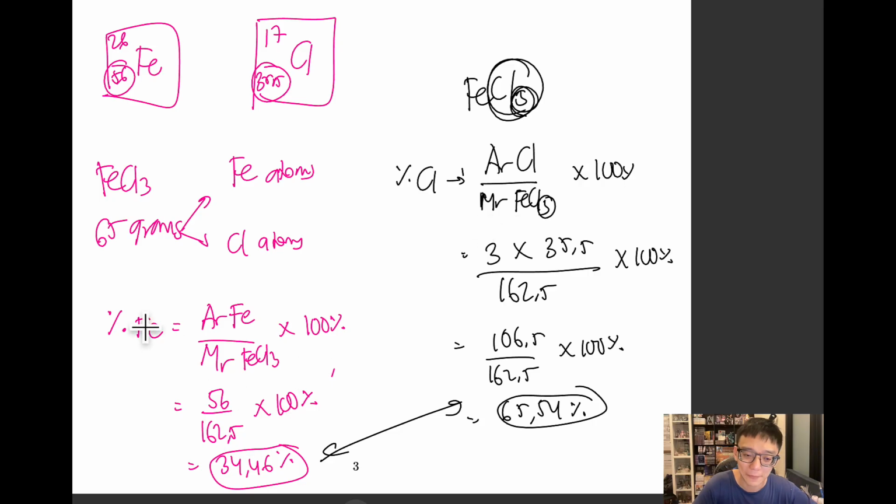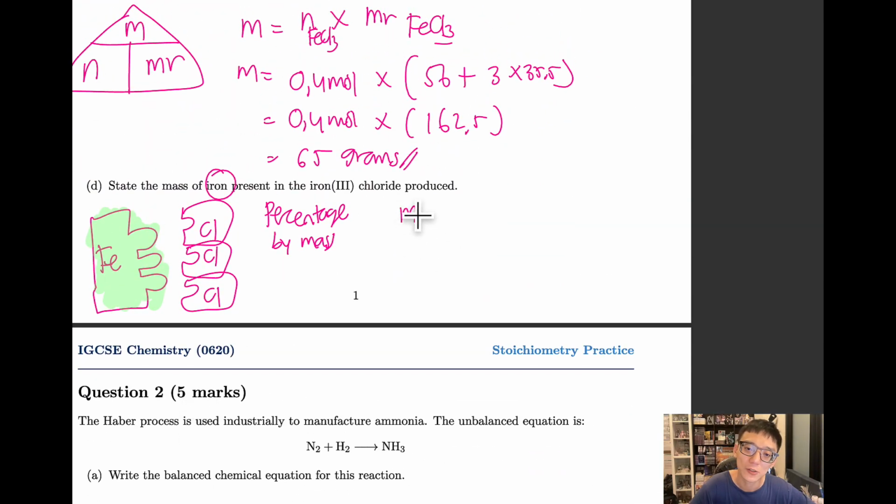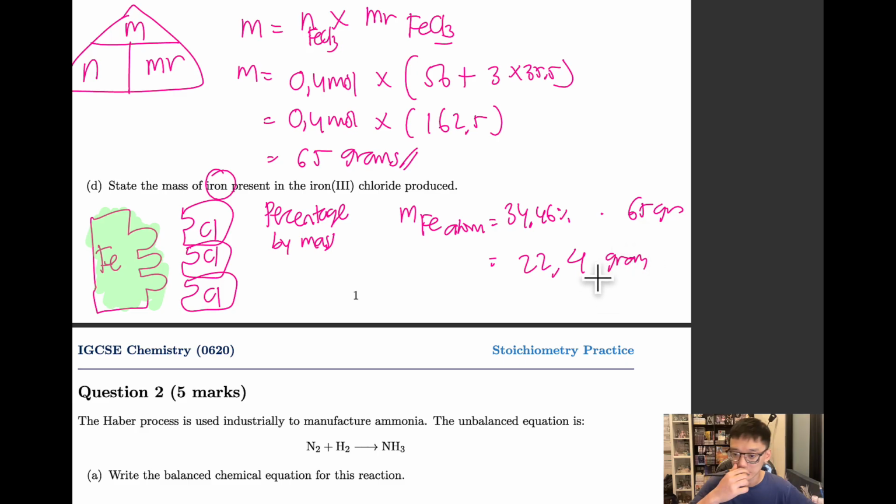So now we know that the percentage of Fe is 34.46% of the whole 65 grams, meaning that the mass of Fe atom only is 34.46% multiplied by 65 gram. So we will have 65, around 22.4 gram. Oh well, kind of makes sense.